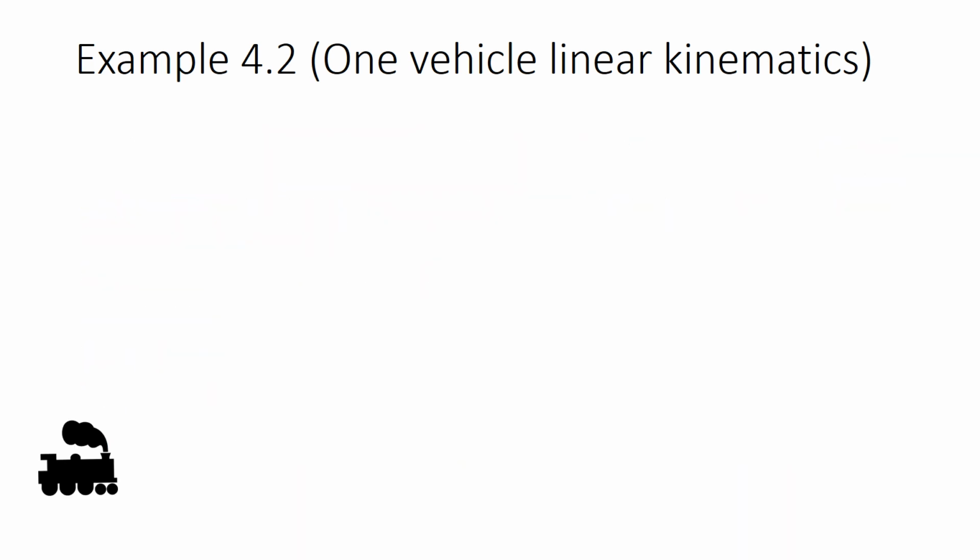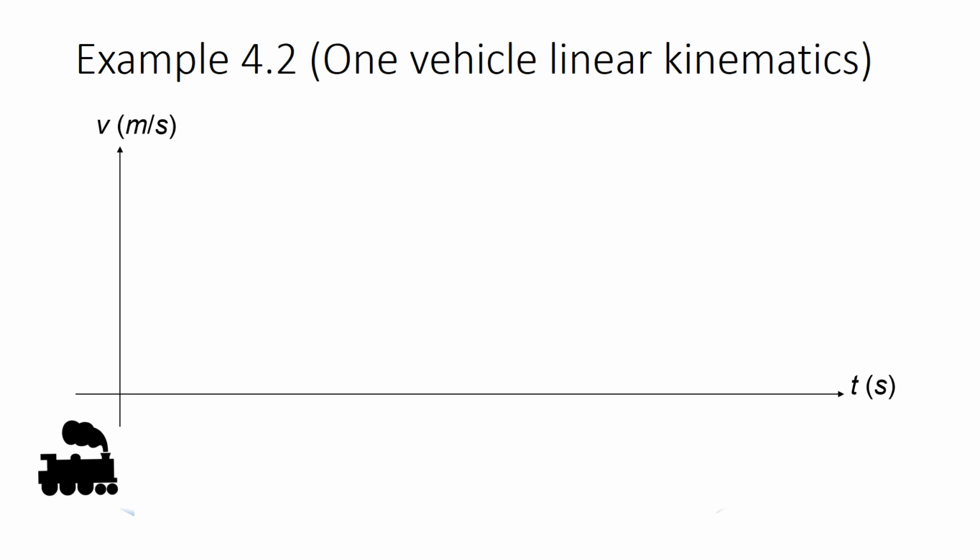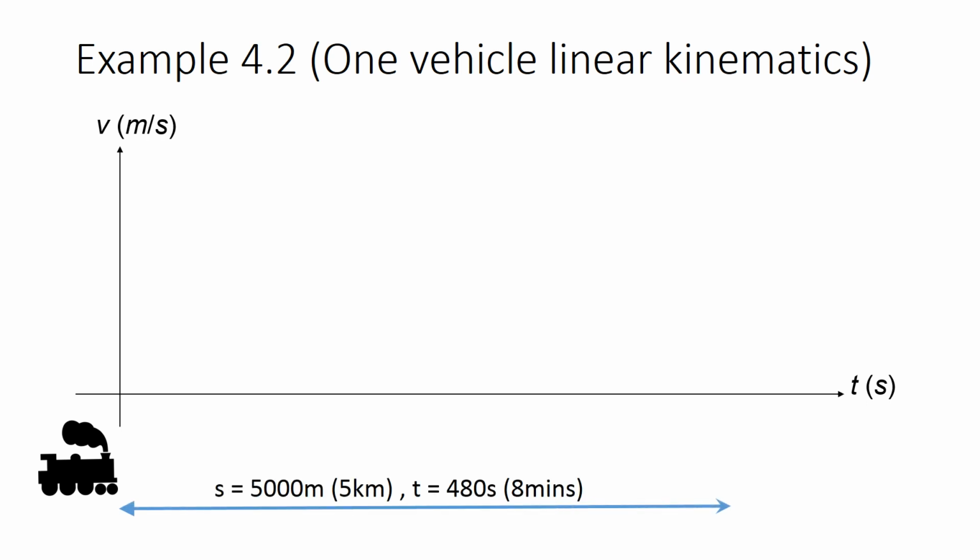Now let us take a look at how we are going to sketch the VT graph for this train. All the information that you require can be found from the problem statement. So by reading the problem statement again, a train traveling between two stations 5 kilometers apart in 8 minutes. This information will provide us with the first kinematics quantities that we require to solve the problem.